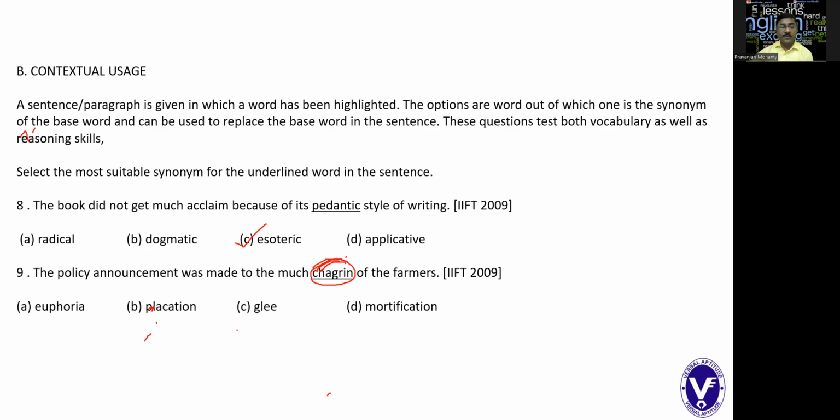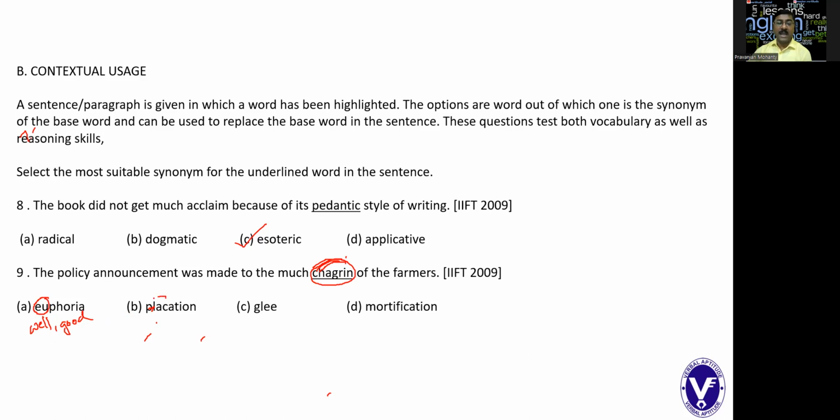So let's see. First is euphoria. Euphoria means it is again EU. EU is a root word which means well or good. So wherever you find the word EU, it means it is good or well. Like euphemism, eulogy, euphoria, all these words mean something good. So euphoria is a state of excessive happiness.